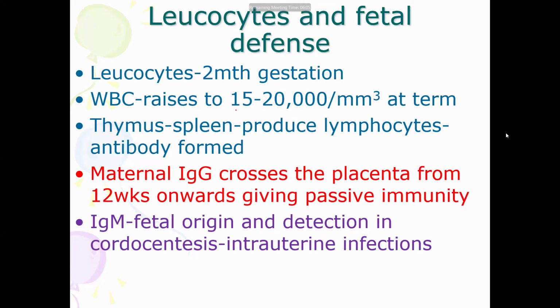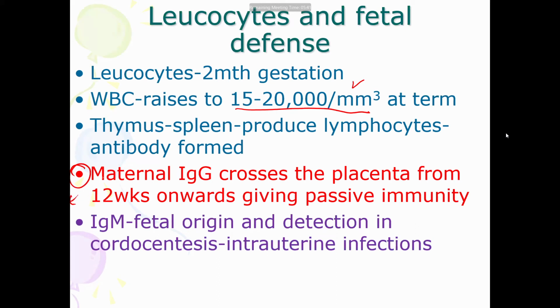At term, it's a bit in the higher range than adult. Thymus: initially the lymphocytes are produced by the thymus, then the spleen follows in the production of lymphocytes, and the B lymphocytes form the antibodies. Remember, this is very, very important.